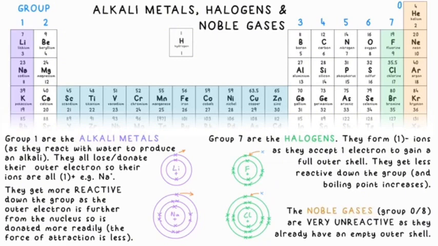Group 0, sometimes referred to as Group 8, are called the noble gases. They already have an empty or full outer shell, just depends on your perspective, so they don't react. In reality, they can react under special conditions, so we just say they're very unreactive. We don't really say group 8 anymore though, because some people thought that helium might feel a little left out, as it only has 2 electrons in its outer shell.